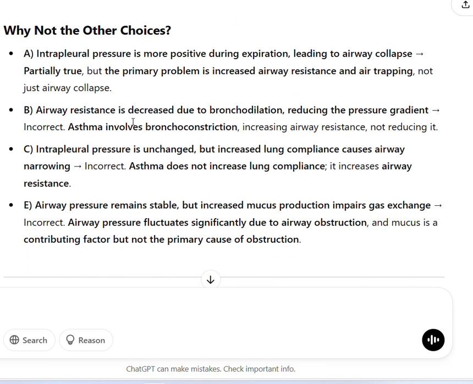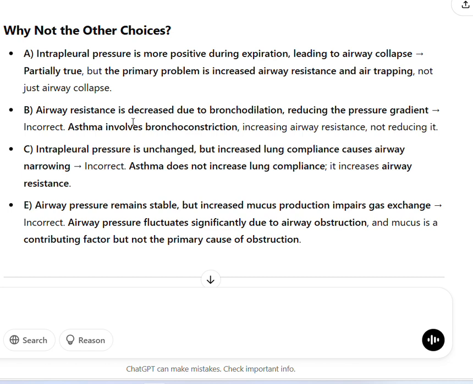Why not the other choices? A. Intrapleural pressure is more positive during expiration, leading to airway collapse, is partially true, but the primary problem is increased airway resistance and air trapping, not just airway collapse. B. Airway resistance is decreased due to bronchodilation, reducing the pressure gradient. Incorrect. Asthma involves bronchoconstriction, increasing airway resistance, not reducing it.